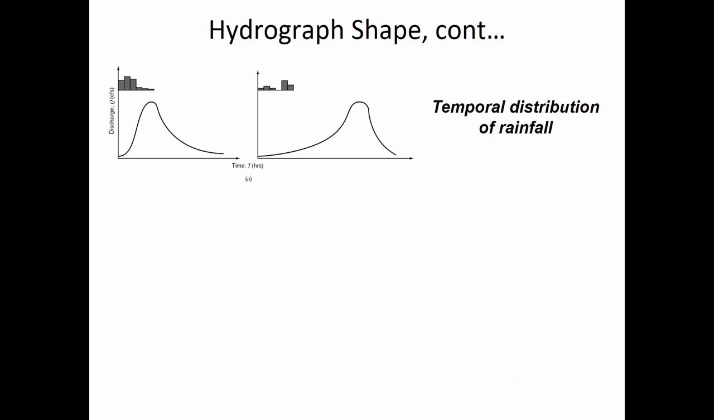Okay, now the timing of the rainfall can have an effect on the hydrograph shape. So compare these two storms. The storm on the left, most of the water arrived early, whereas the storm on the right, there was a little bit of rainfall and then the majority of the precipitation occurred late.